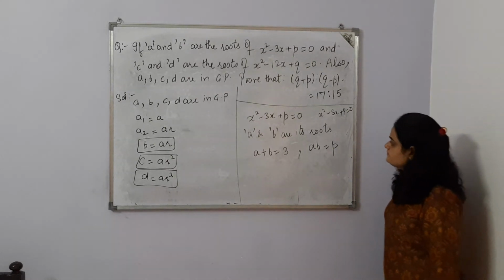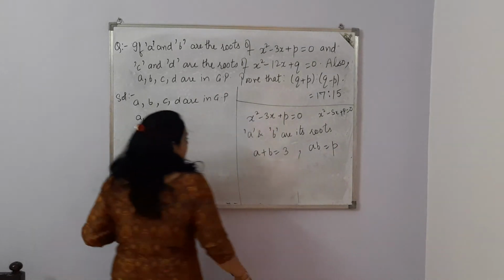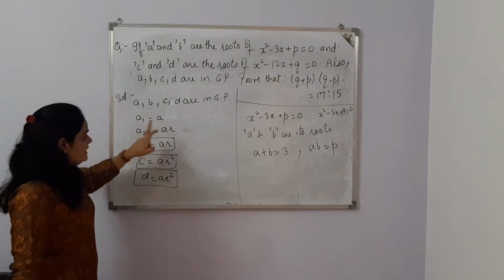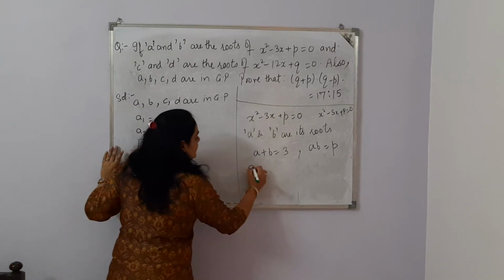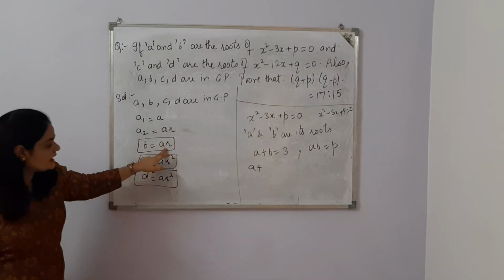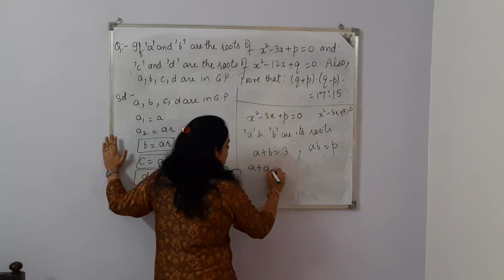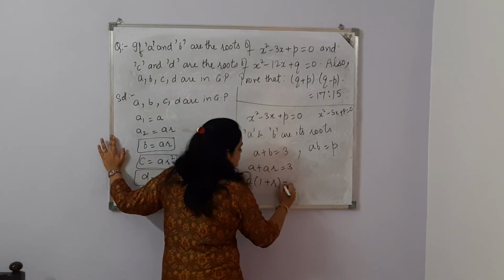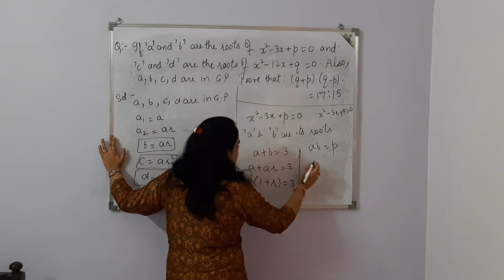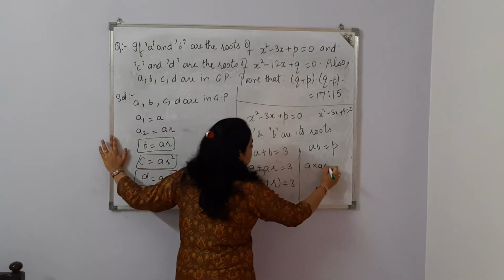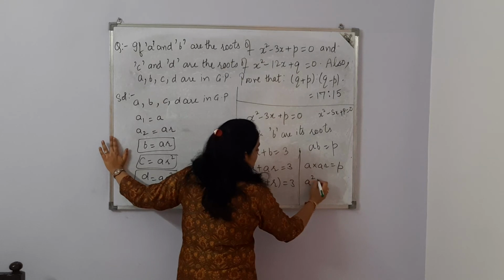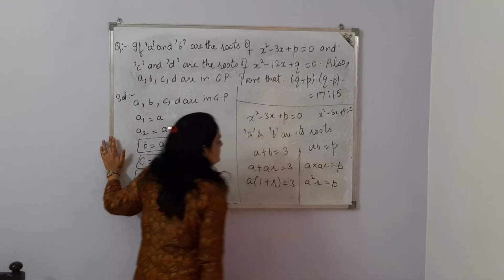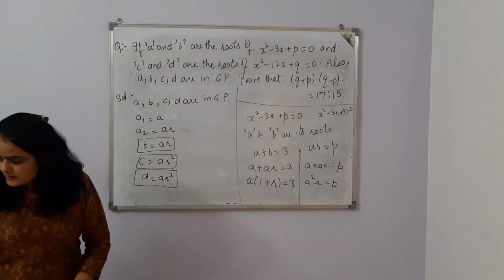So what is A? A is A, and can I write B as AR? A plus AR is equal to 3. Can I take A as common? A into 1 plus R is equal to 3. And here, A into AR is equal to P, A square R is equal to P. We have these equations.